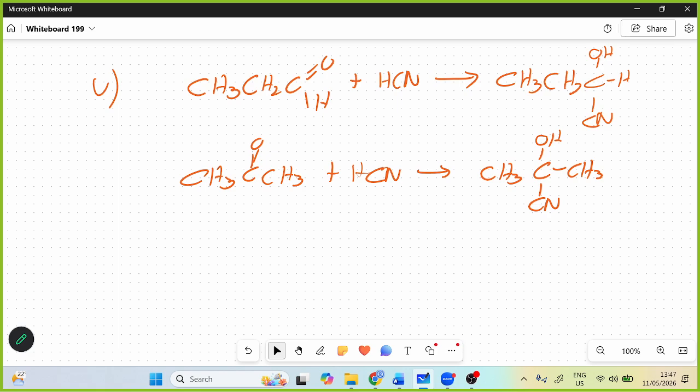For 4-oxopentanoic acid, this seems a little bit stranger, but pentanoic acid is going to be this. The 4-oxo means that on carbon number 4 there's going to be a double bond O. Carbon number 4, you have to start counting from the carboxylic acid. So it's 1, 2, 3, 4.